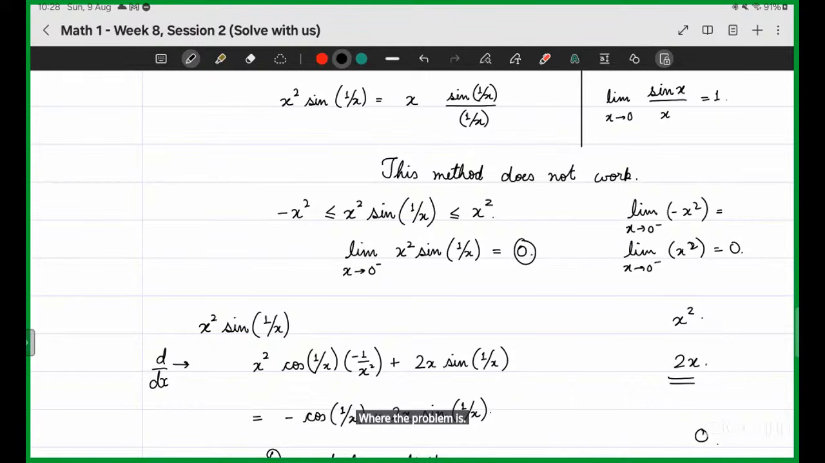Sir, in Maths 2, which content is released? Why are we talking about Maths 2? No, I'm just asking which syllabus.